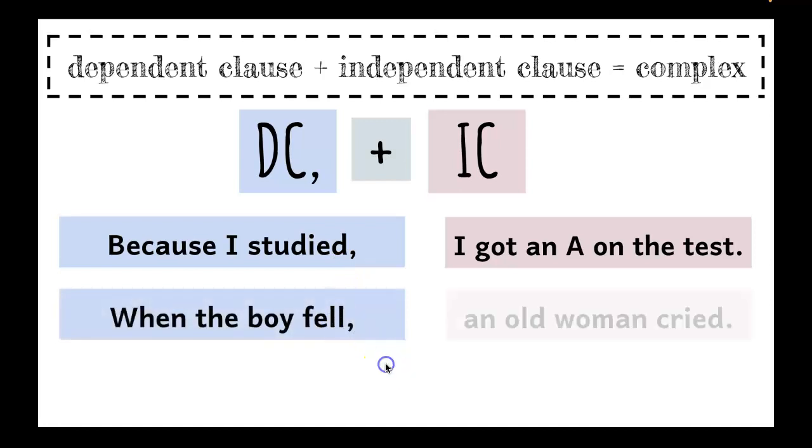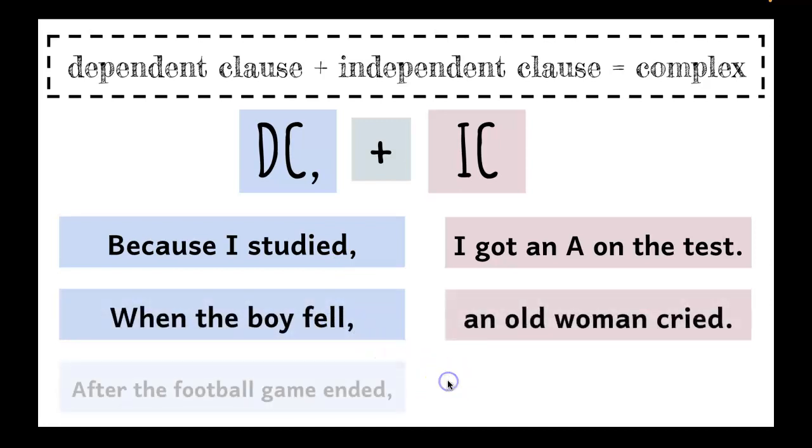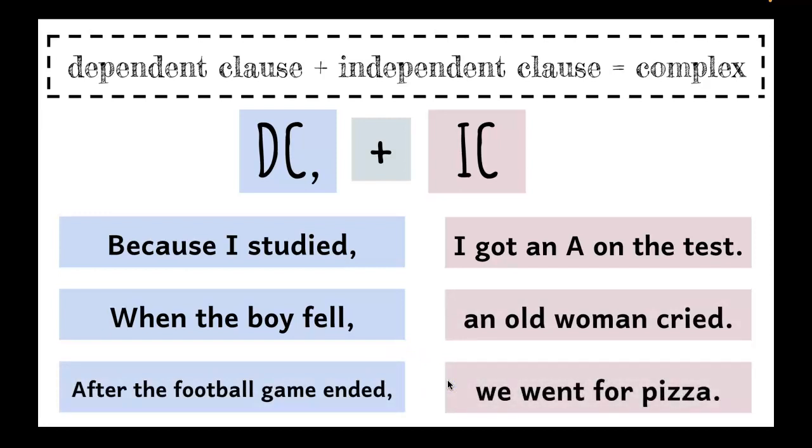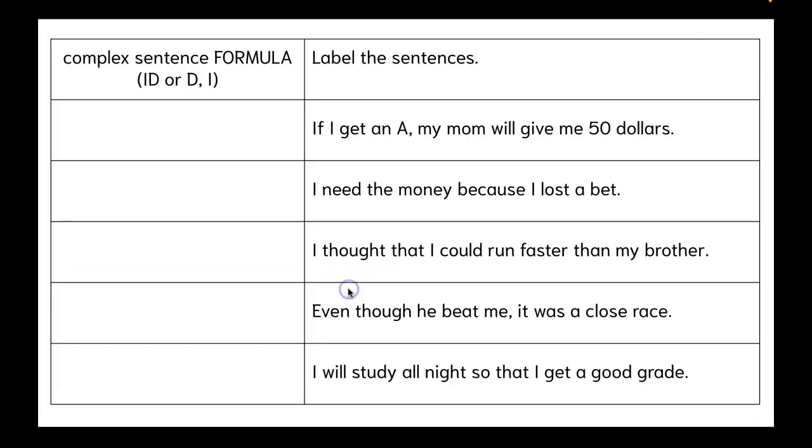When the boy fell, an old woman cried. After the football game ended, we went for pizza. So when the dependent clause is at the beginning, you hear that natural pause when you read it. You need a comma.